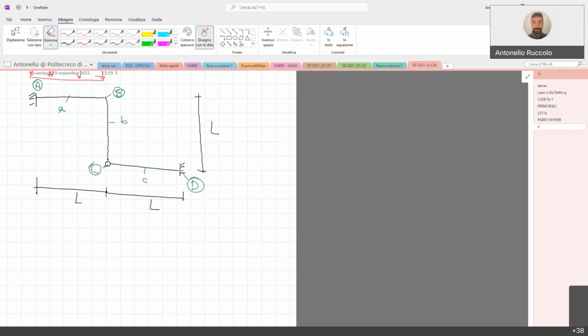Similarly, the node B. Oh no, that was the rubber. Okay. Similarly, this beam C can deflect in one way or the other. So it means that the node C, in principle, can go upward or downward.